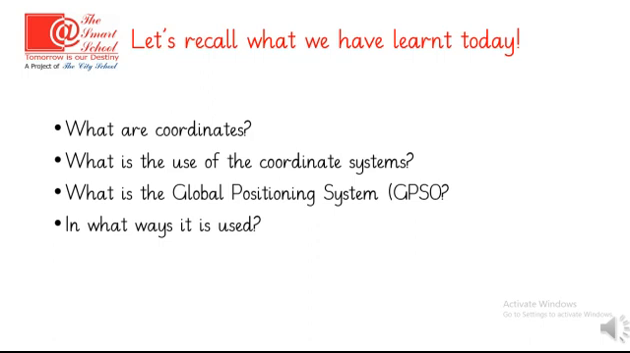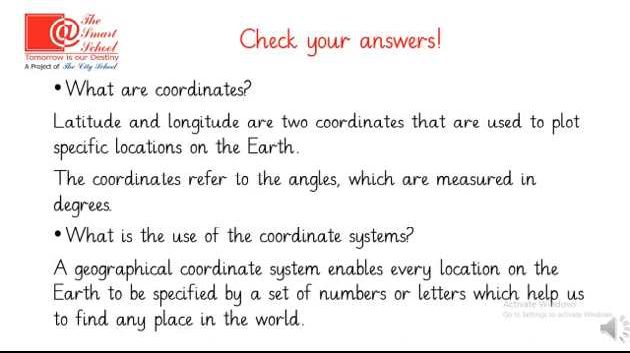Now let's recall what we have learned today. What are coordinates? What is the use of the coordinate system? What is the global positioning system? In what ways it is used? Check your answers. What are coordinates? Latitude and longitude are two coordinates that are used to plot specific locations on the earth. The coordinates refer to the angles which are measured in degrees. What is the use of the coordinate system? A geographical coordinate system enables every location on the earth to be specified by a set of numbers or letters which help us to find any place in the world.